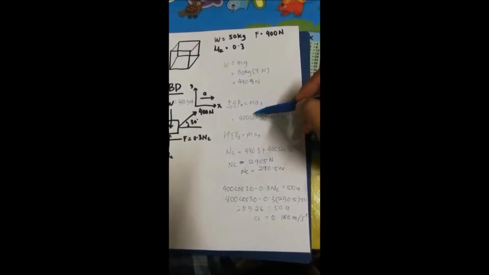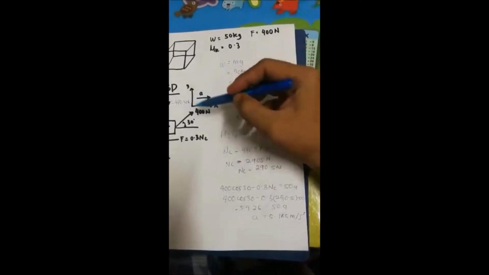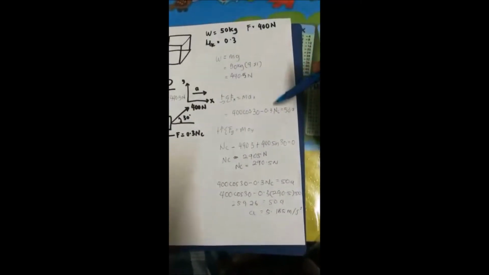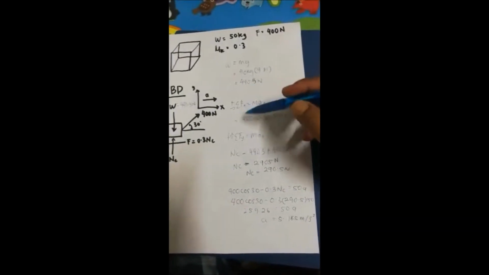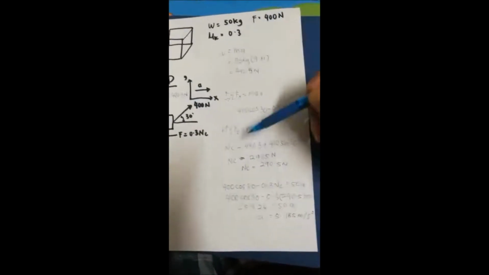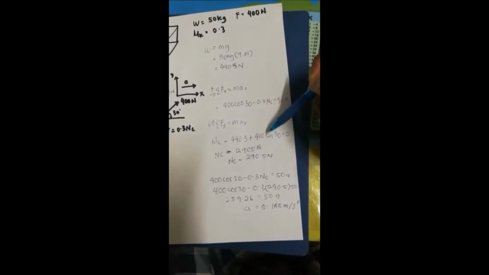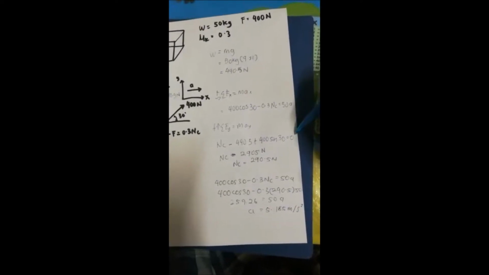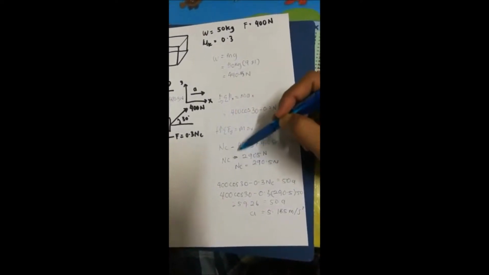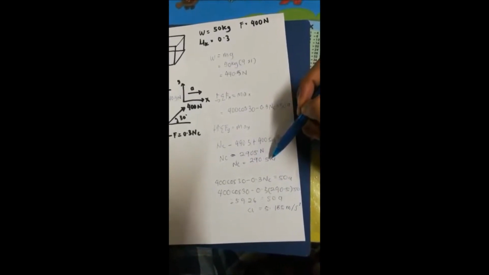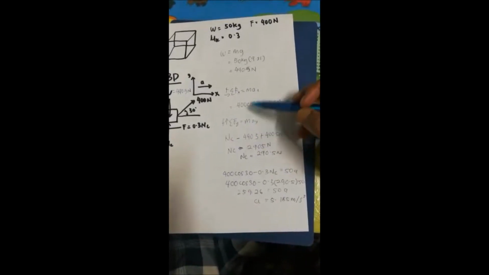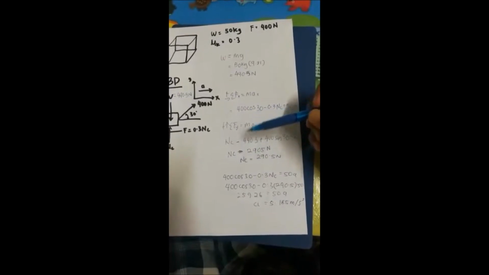So we put 400 cos 30 here, minus 0.3 NC equals 50a, and then we find the y-axis: NC minus 490.5 plus 400 sin 30 equals 0. So in solution, NC is equal to 290.5 Newton.